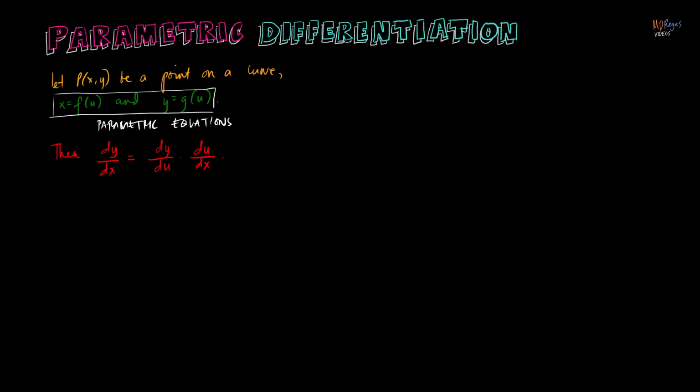Given these parametric equations, dy over dx, or the derivative of y with respect to x, is given by this equation. It's equal to dy over du, that is the derivative of y with respect to u, so we differentiate this equation with respect to u, times du over dx, that is the reciprocal of the derivative of x with respect to u. This can also be written as y prime.